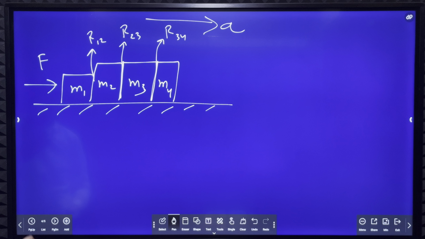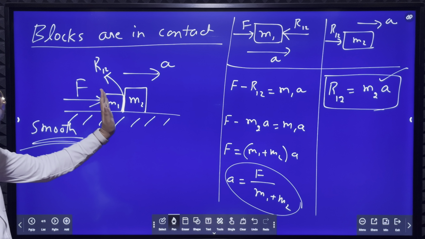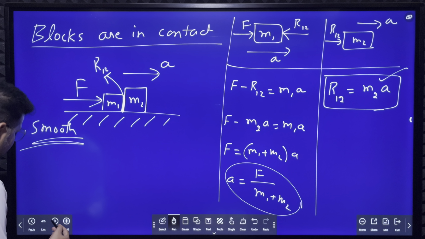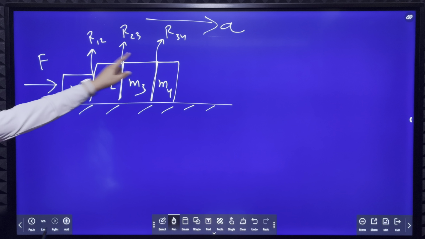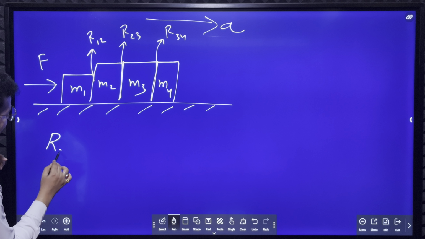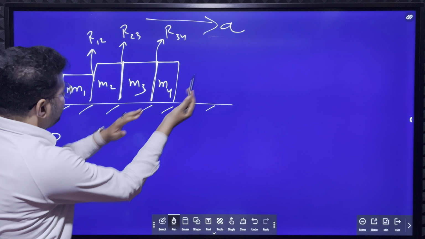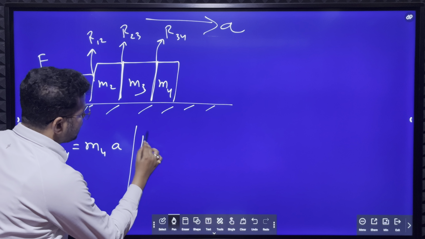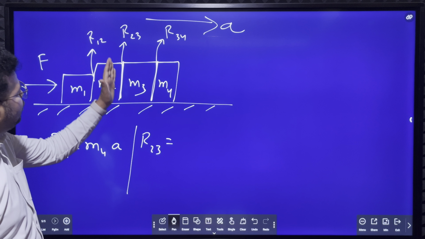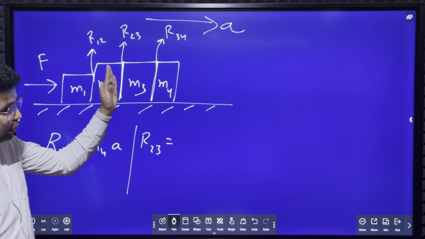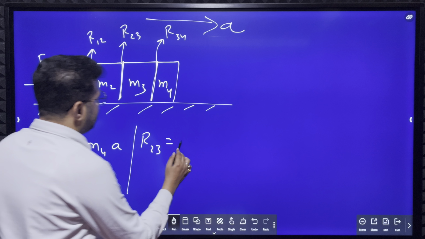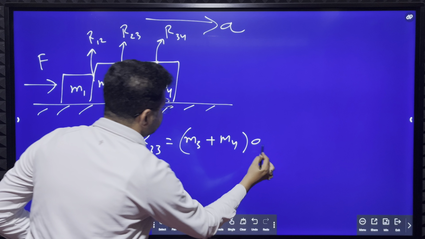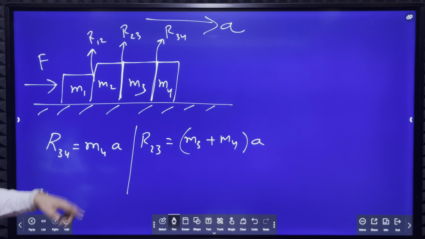Now, if you look at the previous situation, R12 was equal to the masses towards the right, m2, into acceleration a. So now here, what is R34? This is very easy to write. R34 is equal to m4 into a. Then what is R23? R23 has to push m3 and m4, correct? Therefore R23 equals m3 plus m4 into a.